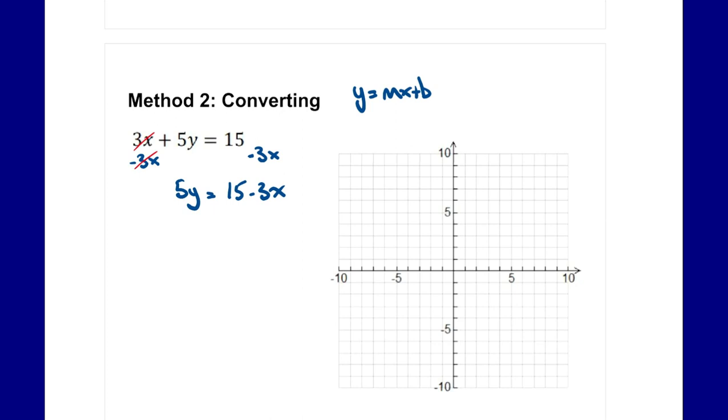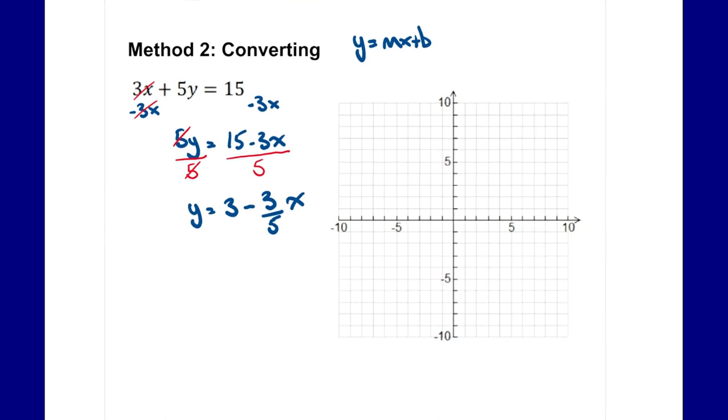So how do I get rid of this 5? Well, think of solving equations. What's happening between the 5 and the y? Well, it's being multiplied. So if I want to cancel out multiplying by 5, I'm going to divide by 5. But in order to keep it balanced, I have to divide everything on the other side by 5 as well. Not just one term, everything on the other side of the equal sign. So those 5's cancel out. I'm left with y. 15 divided by 5 is 3. And 3 divided by 5 doesn't work out to anything too nice, so I'm going to leave it as a fraction, negative 3 over 5 x. Now it looks a little bit more like y equals mx plus b.